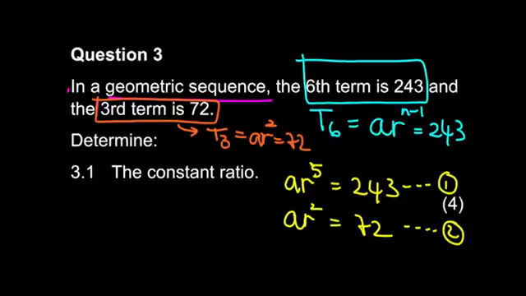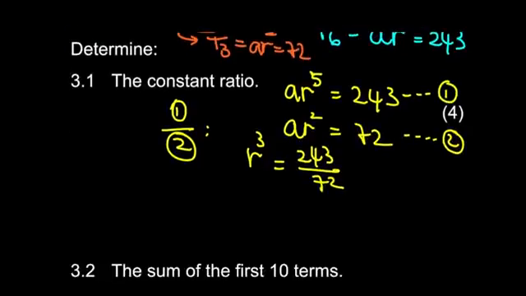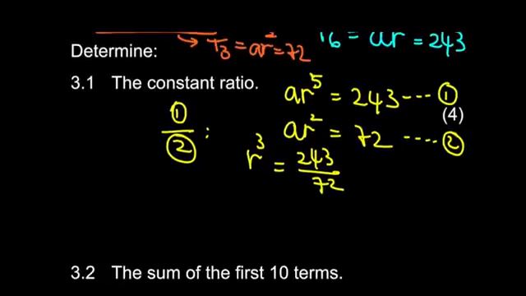And that would be to say, let's take equation 1 and let's divide it by equation 2. And in that way, you can see that AR to the 5 divided by AR squared is actually equal to R cubed. And we can now divide 243 by 72. And hopefully, with a special touch during the break, we are now going to have this magic machine.